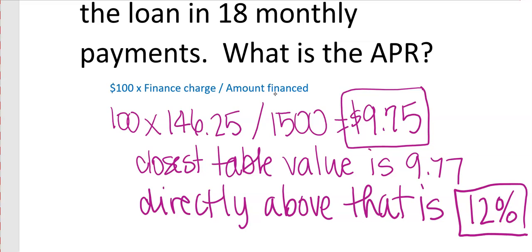The APR that we're looking for there is 12%. You don't have to tell me that the closest table value is $9.77. You're just looking for it. Sometimes it will match exactly. Sometimes you've got to pick the closest one. $9.56 was the one on this page. $9.56 is not close to $9.75, but $9.77 is. So you look at the two that are next to each other, and you pick the closest one. Sometimes you might have to subtract in order to find that. So if you do, go for it.